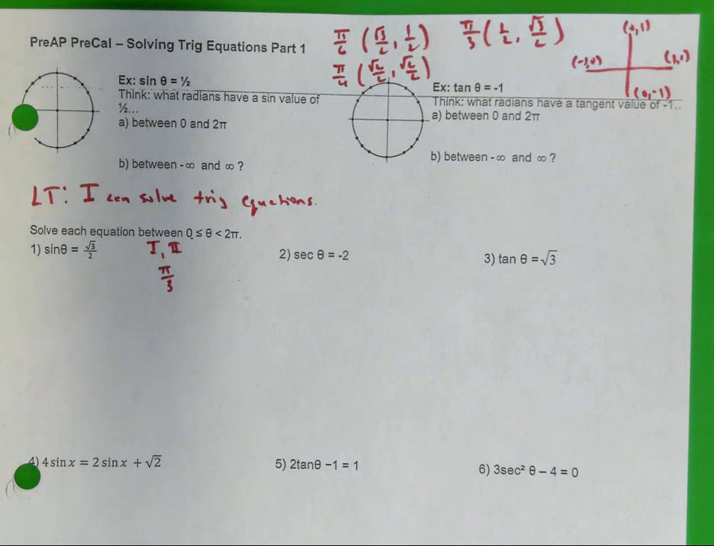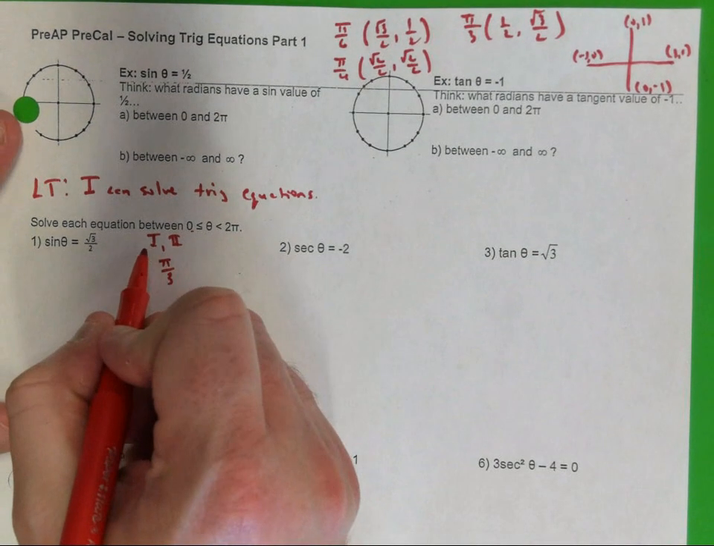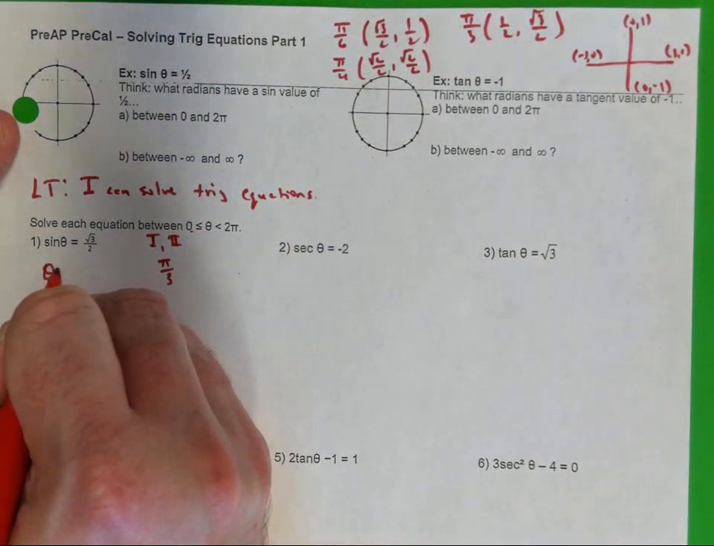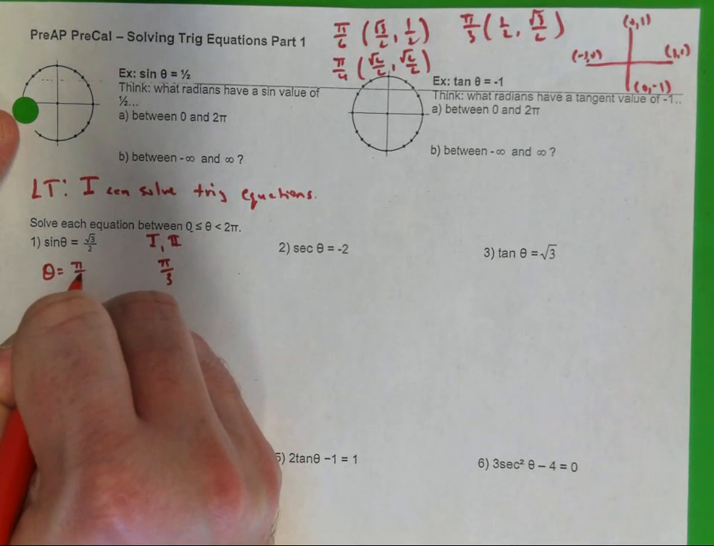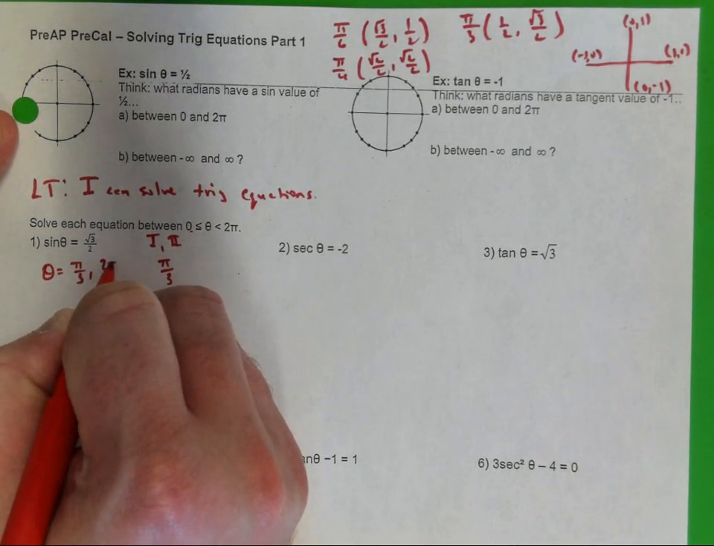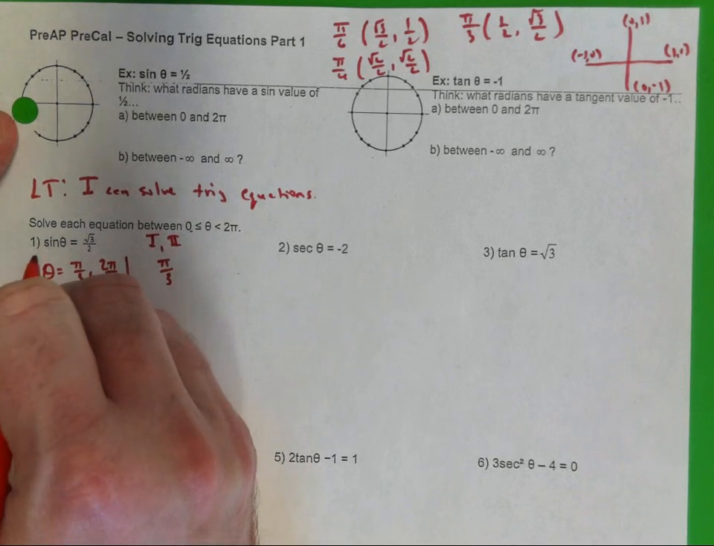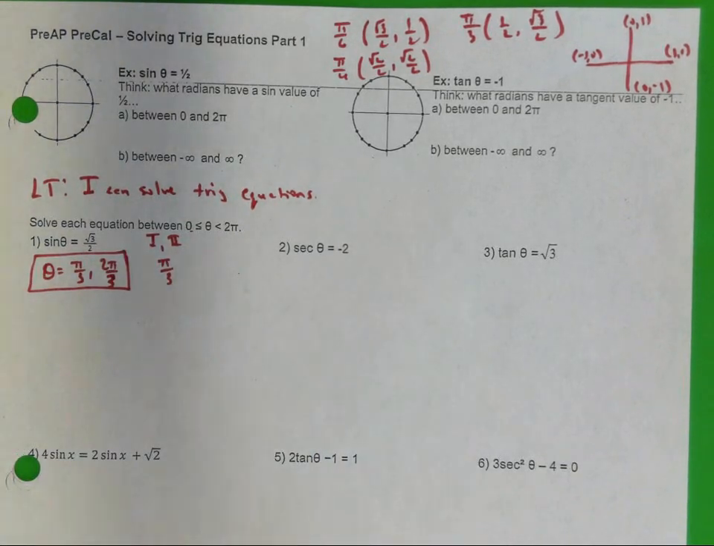Okay? So now we got to list all the pi over 3 family members that are in quad 1 and quad 2. So in quad 1, of course, pi over 3. And in quad 2 is 2 pi over 3. And that's your answers to that trig equation.